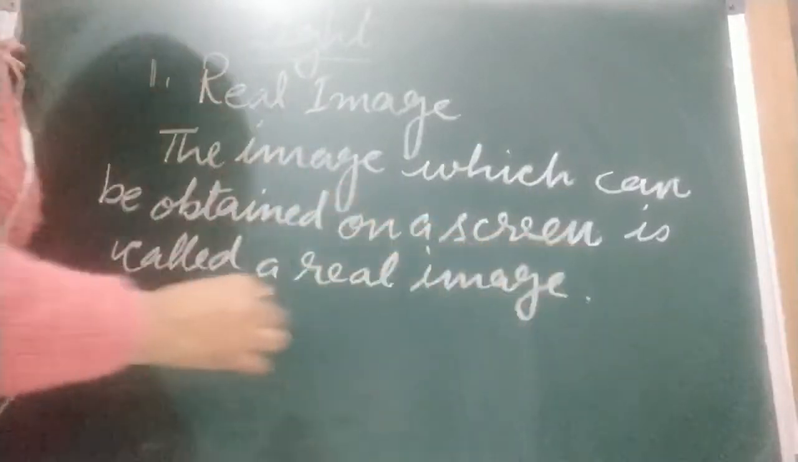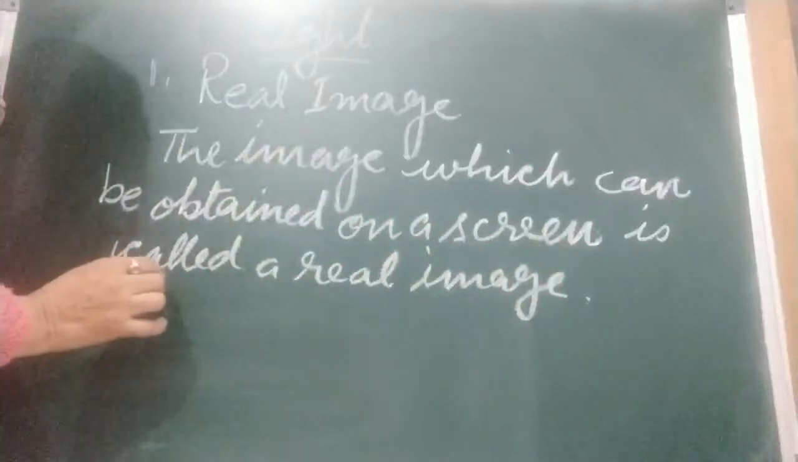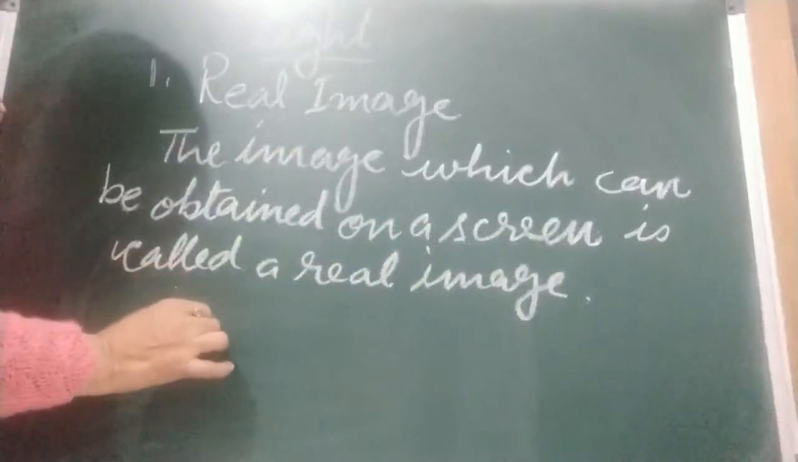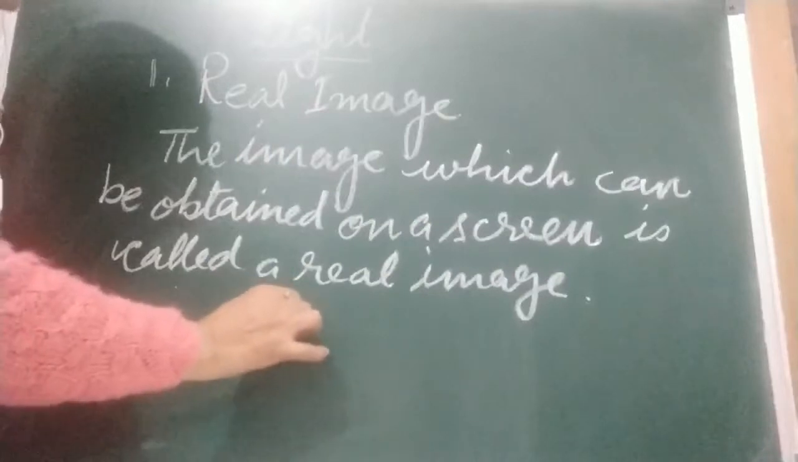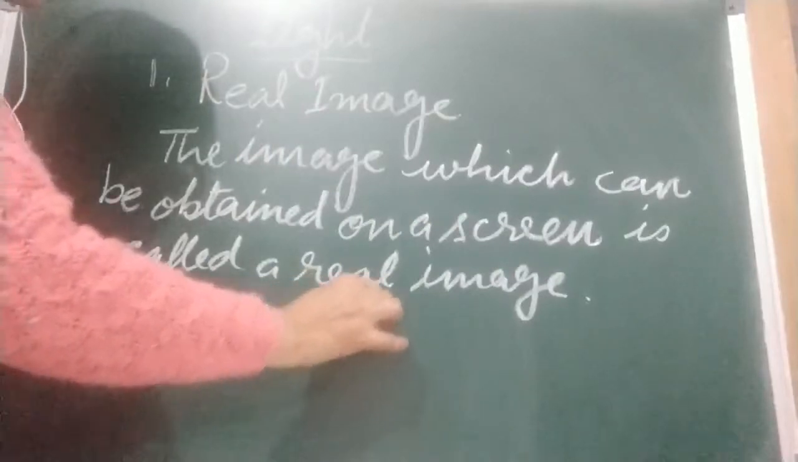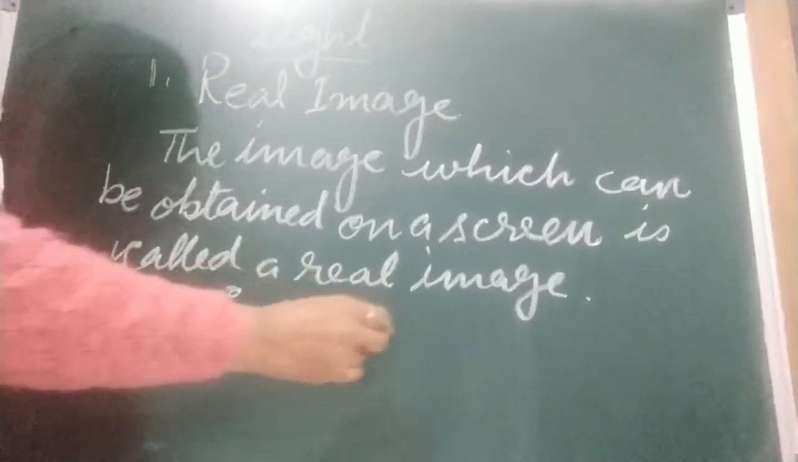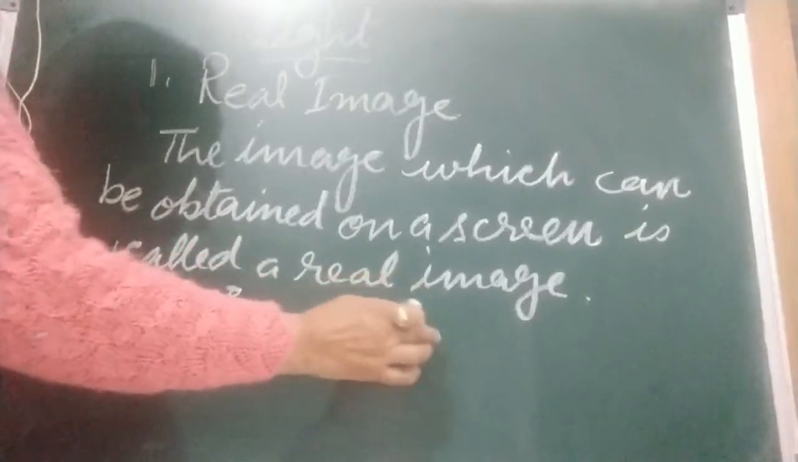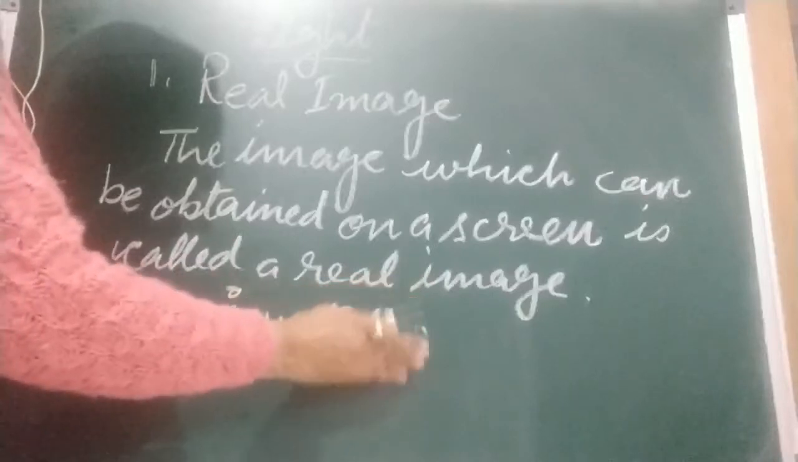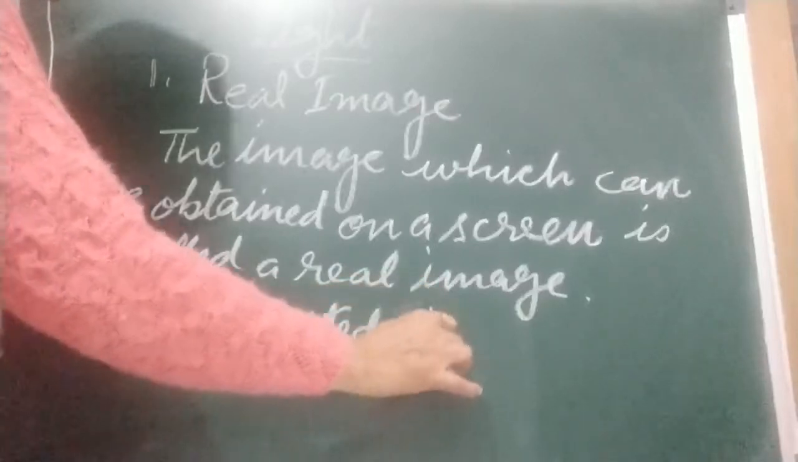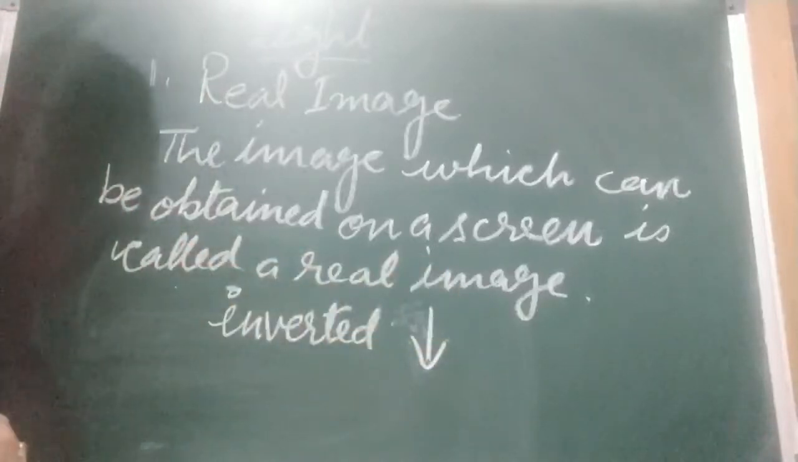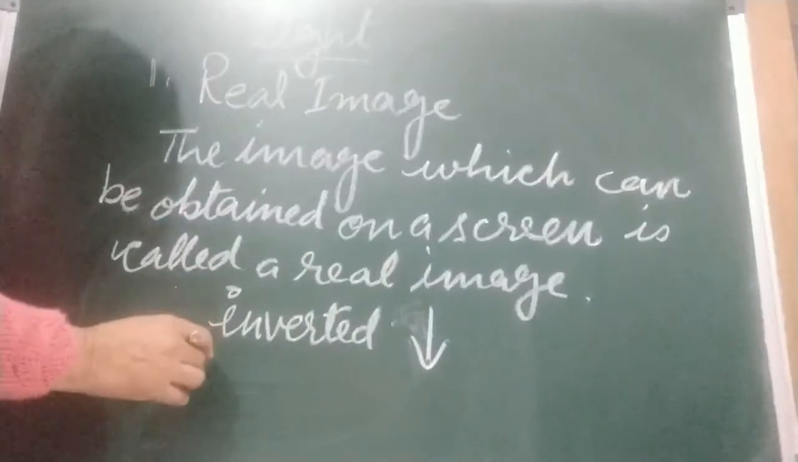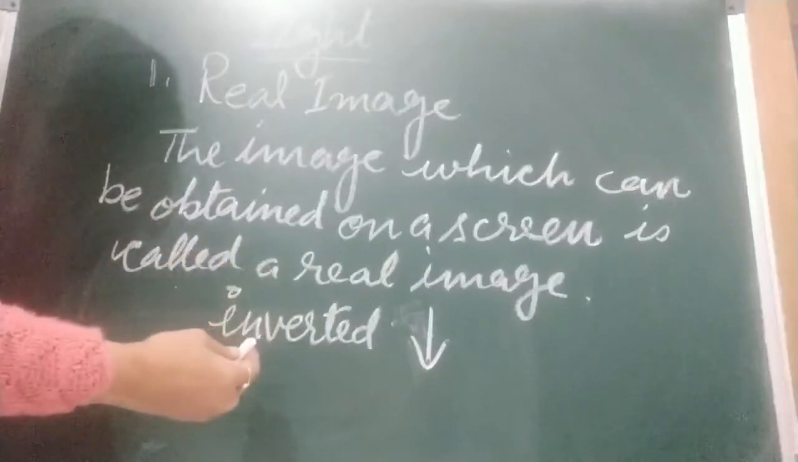And what are the characteristics of the real image? A real image is always inverted. Inverted means upside down. Like an arrow is straight like this, but the image of this arrow is formed like this on the screen. This is called upside down or inverted. It is formed on the same side of the screen.